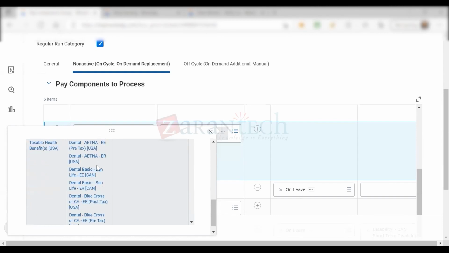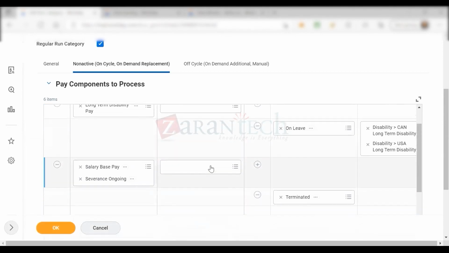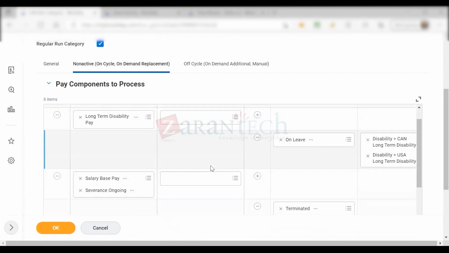So all these pre-tax and post-tax deductions, if there are any, what employee elected, we want them to be calculated when employee is out on leave, any kind of leave. So let's assume that employee is on short-term disability. What we are expecting payroll to calculate: here it's a long-term disability, so this will not get calculated.